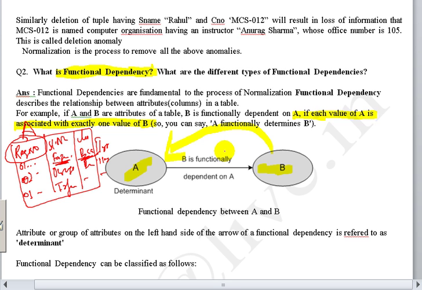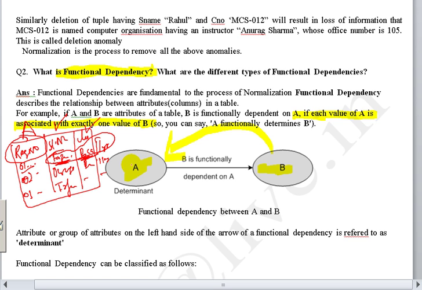If each value of A is associated with exactly one value of B. So if you look here, whatever the registration number is, it can't be related with other tuples. It is only related with this tuple: this student name, this class.